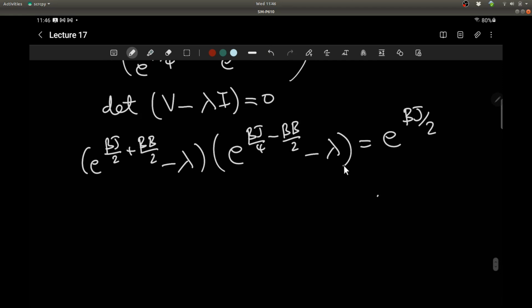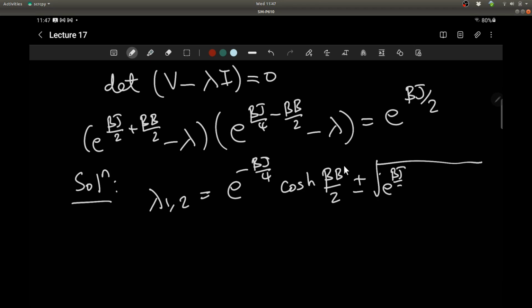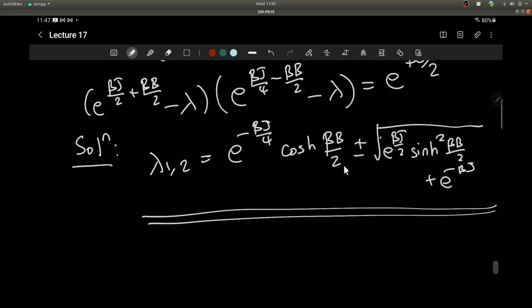So now you have to expand it, etc. I won't waste my time, so I'll just write the answer. The solution is lambda 1 and 2 are the following. You can check whatever I'm writing. This is inside the square root. This term is what we get. The plus sign is the greater one.